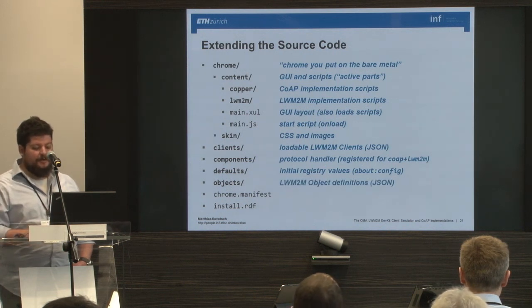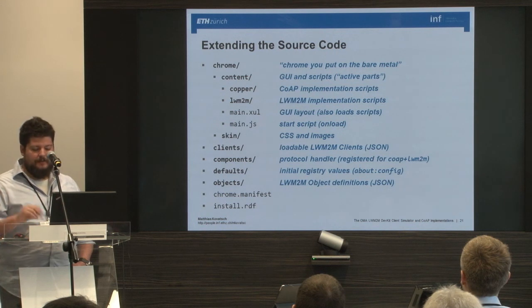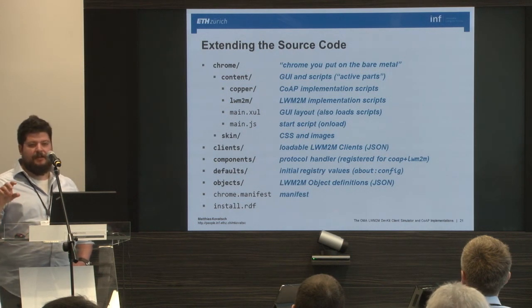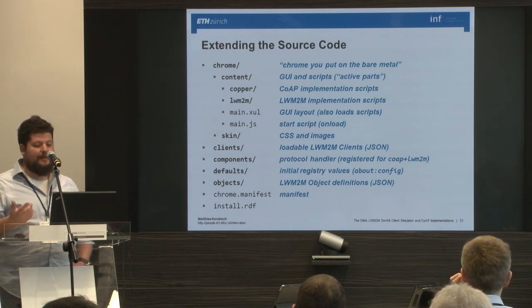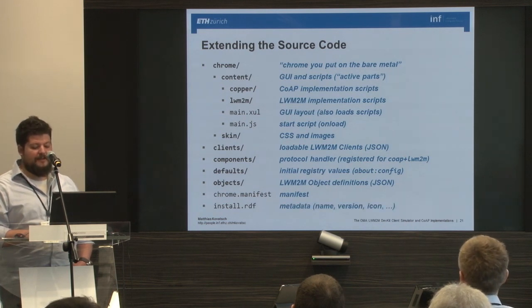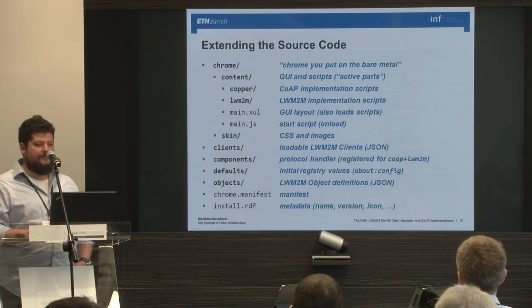Then the objects folder, that's where you store the lightweight M2M object definitions. It's not directly the XML, it's a JSON format, because it's easier to load it in this way. And I have some comments on this later on. In the last two files, there's a manifest that kind of maps, okay, where can I find the content, where can I find the skin, and so on. And the last one being the metadata for this add-on. So there you find the name, the version, and some identifiers.